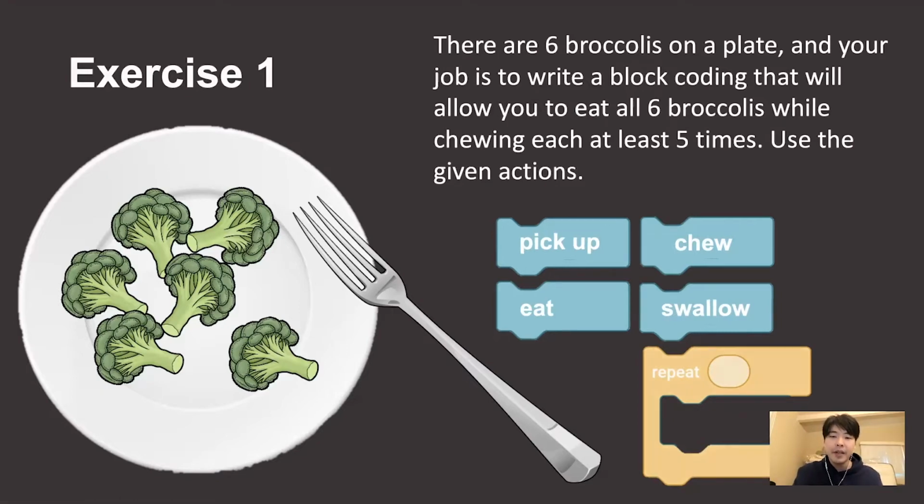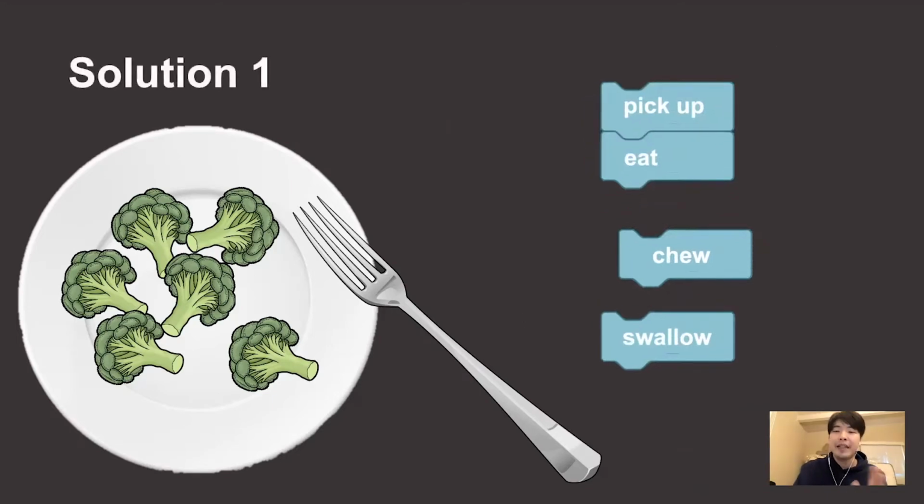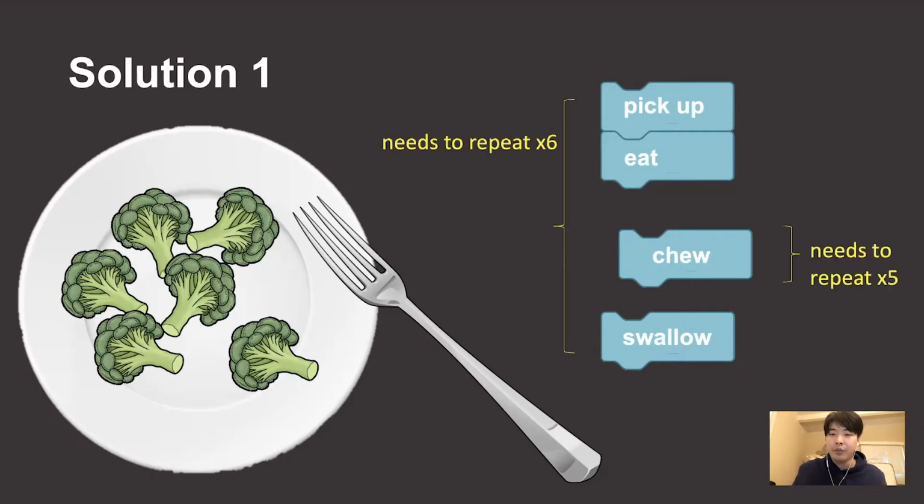Welcome back. So maybe, hopefully, you did something like this. You need to pick up the broccoli, right? And you have to eat it, right? And after you're eating it, you have to chew, and then you swallow, right? So the chewing happens multiple times. We've seen this last time, right? For this example, I said we want to chew at least 5 times. So we need to think about that.